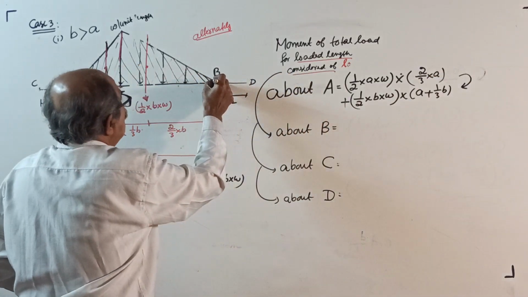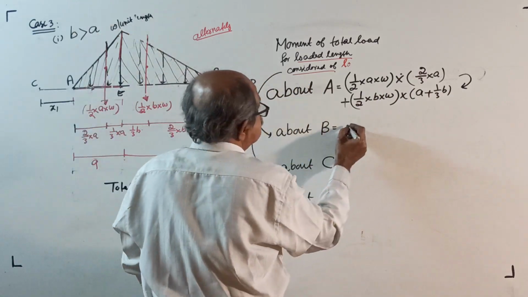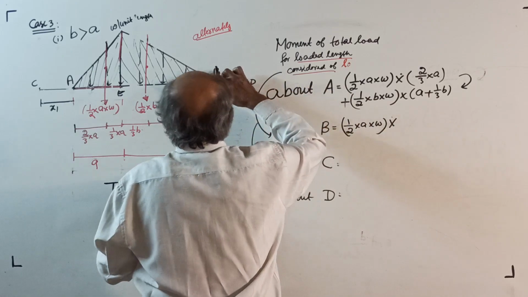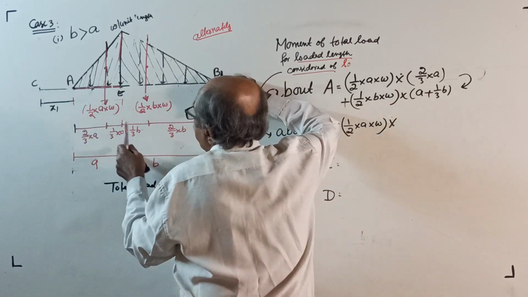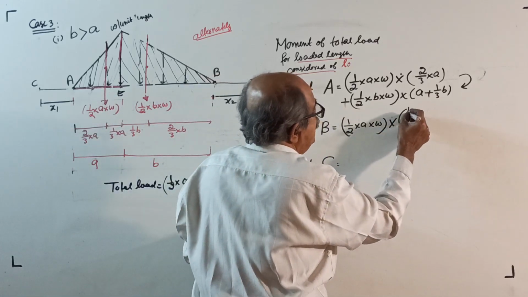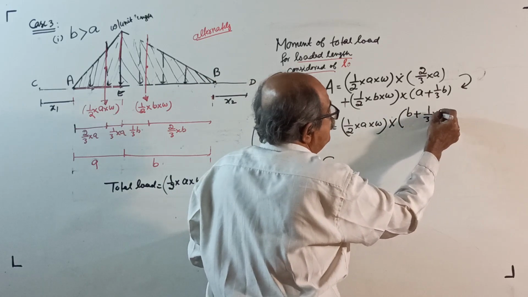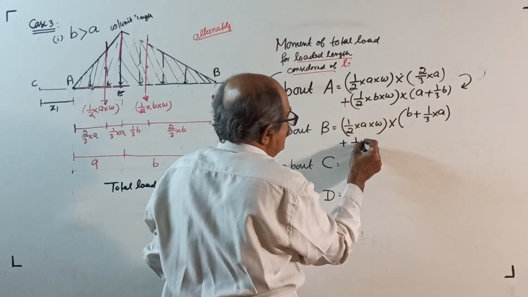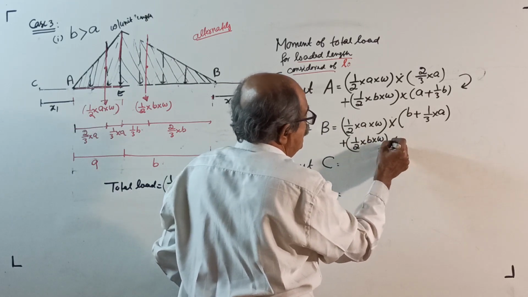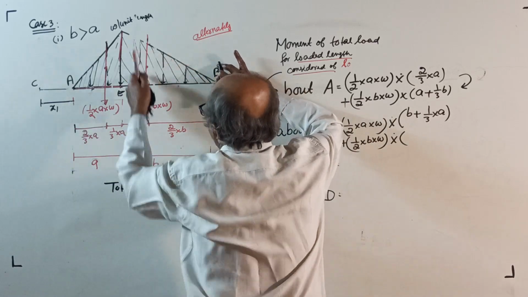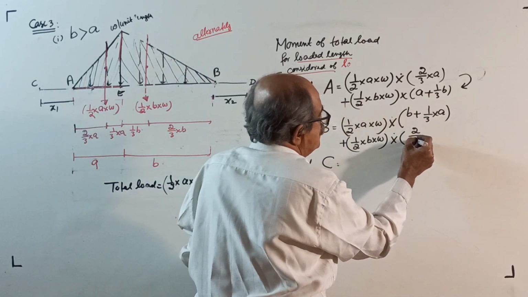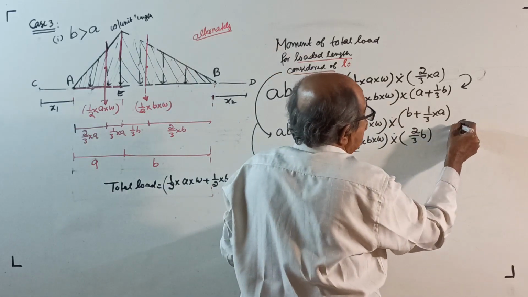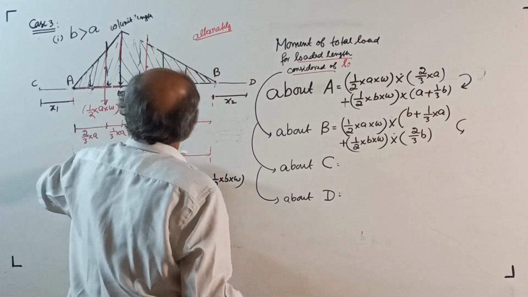Or moment about B. Start here. This load, half into A into W, into the distance about B: B plus 1/3 of A, plus one more moment, half into B into W, into, from here to this line of action, 2/3 of B. Remember, both the moments are anti-clockwise, so outside, right, anti-clockwise. No plus minus.